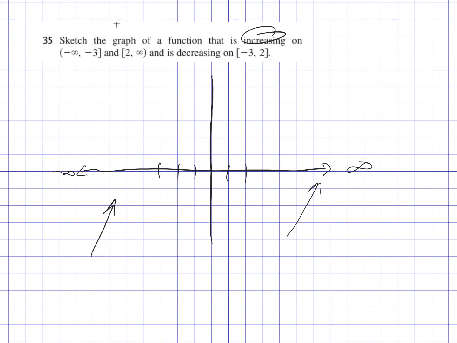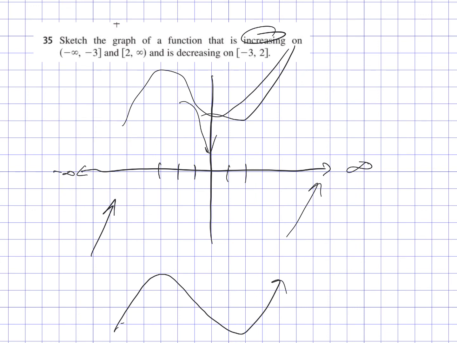Now it's decreasing from -3 to 2. So from -3 to 2, we're going down. We don't know if it's like this, all the way over to the 2 and up. We don't know if it's up here. But typically what we're doing is you're going to go up through your x-axis, peak at -3, down through, and once you hit 2, then you start increasing.